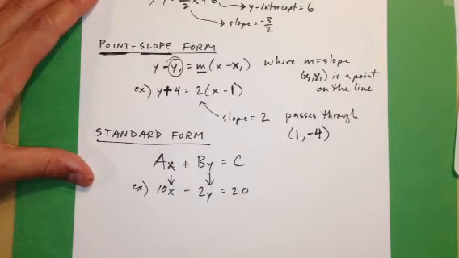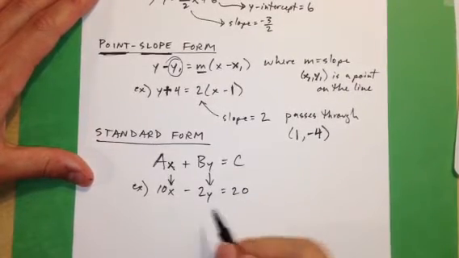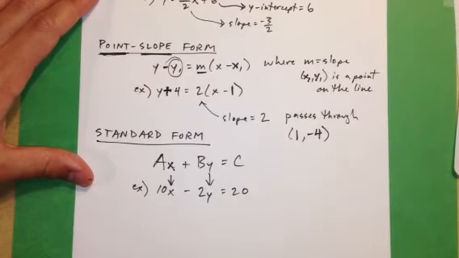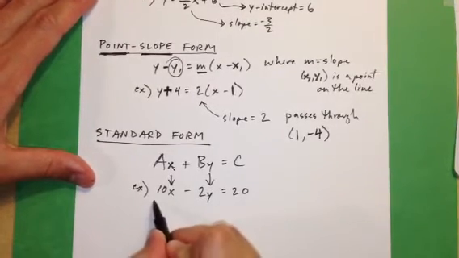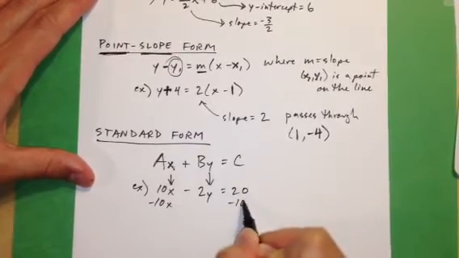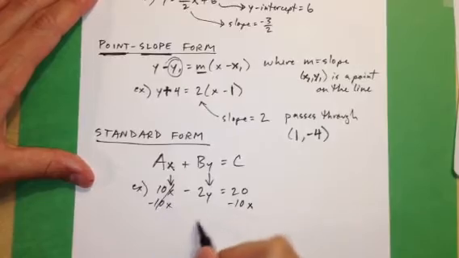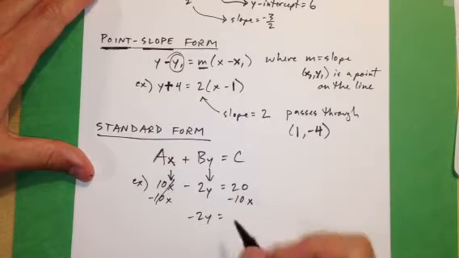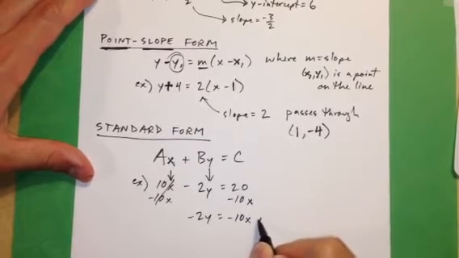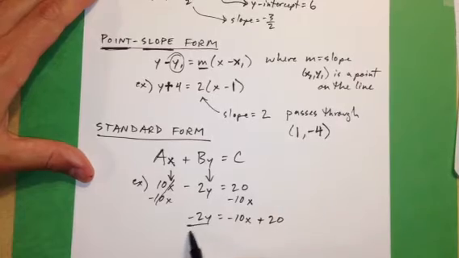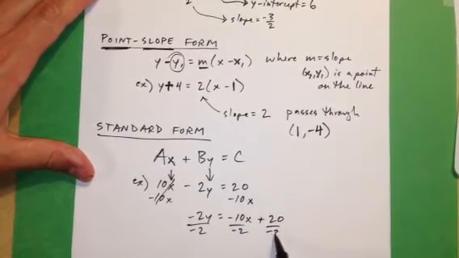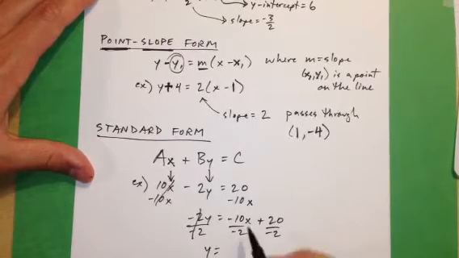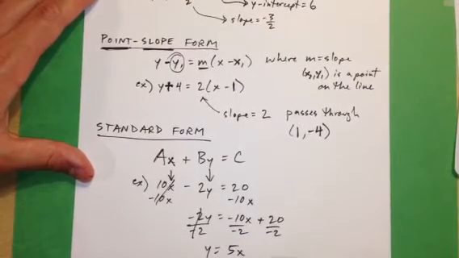So if we want to change this into slope-intercept form, for example, because that's kind of an easy form to work with, we can try to isolate y. In order to do that, we have to move the 10x to the other side. So because it's positive, we are going to subtract 10x on both sides. So we have left negative 2y equals, these are not like terms, so we cannot just subtract them. So we write negative 10x plus 20. We divide by negative 2 everywhere. So we get y equals negative 10 divided by negative 2 is positive 5. So we have 5x minus 10.